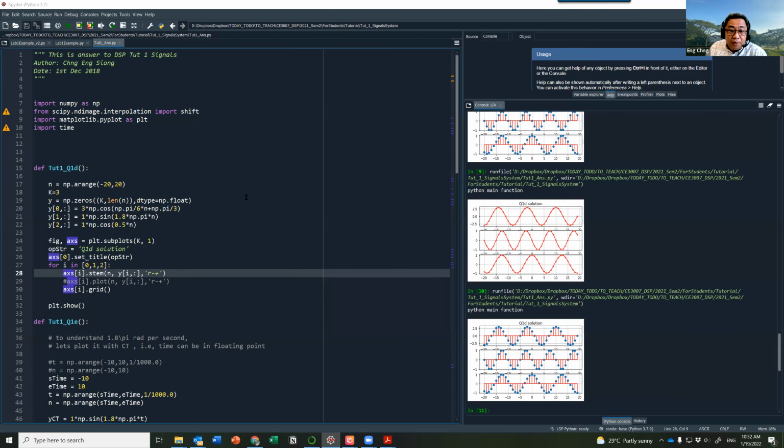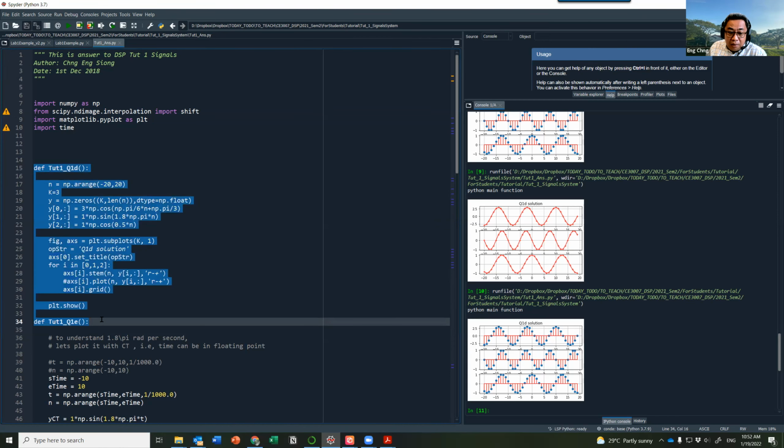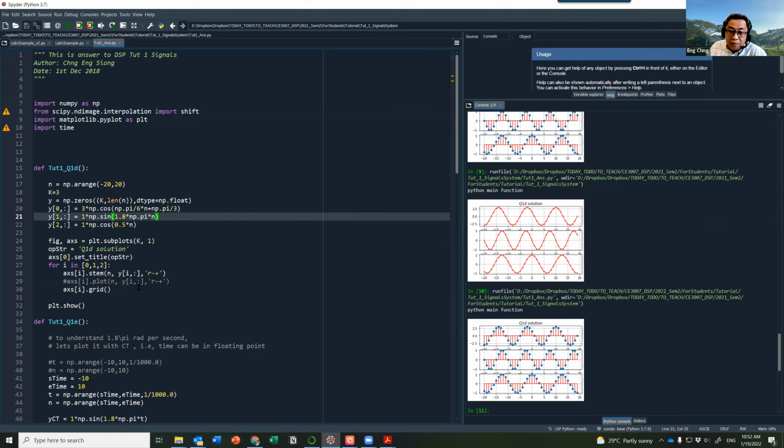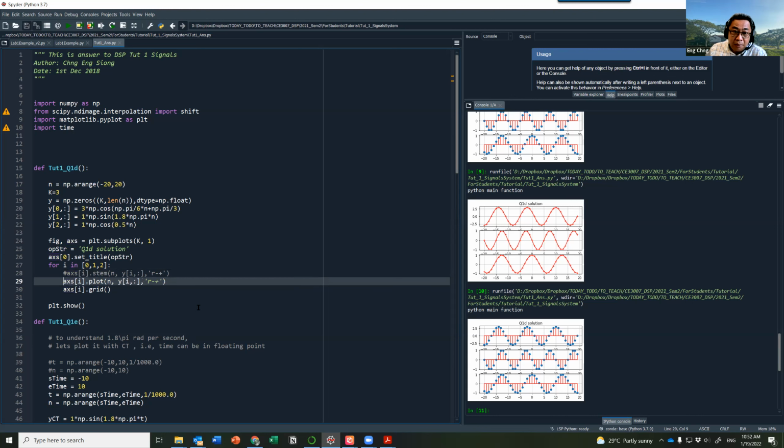So this is tutorial 1, question 1D. This is the solution. In the solution, you realize that I am using the stem plot. This figure is the stem plot. You need to draw a stem plot when I ask you to. Do not draw for me the plot graph. The plot graph is a line interpolating between the points.